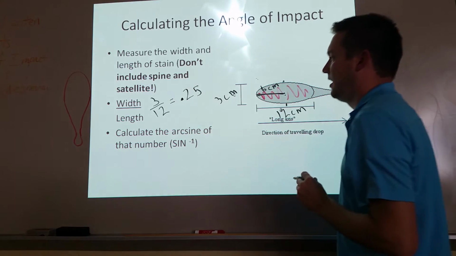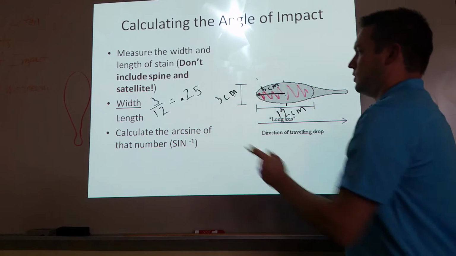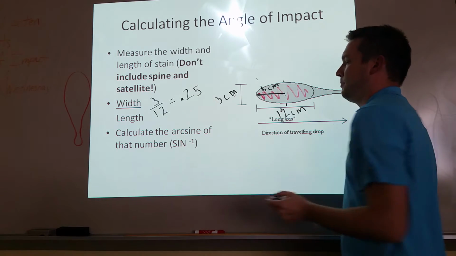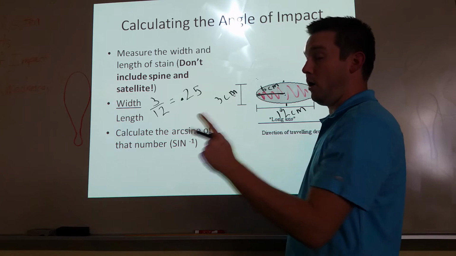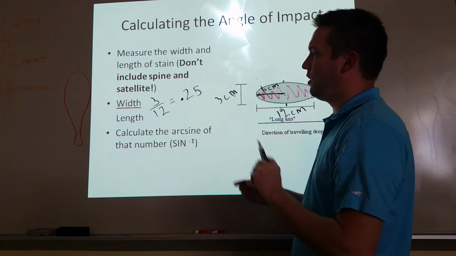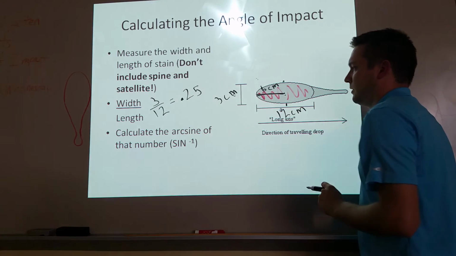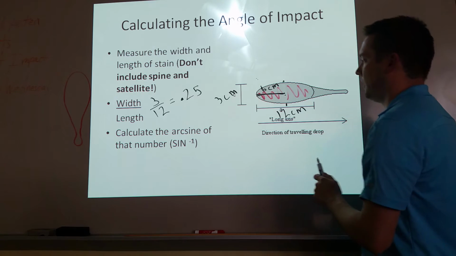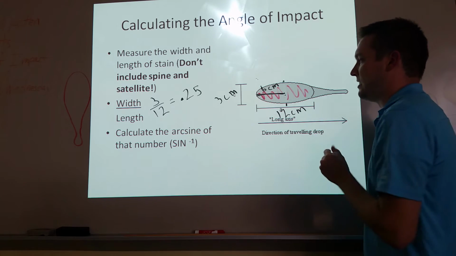0.25. You'll notice that this number, 0.25, is less than 1. When you divide these, you should never end up with anything greater than 1. It is possible you could end up with 1.0, but if you have 1.3 or 2.0, you did it backwards. You divided your length by your width. Because it's impossible for a droplet of blood to be wider than it is long. That would defeat physics, and you can't do that.